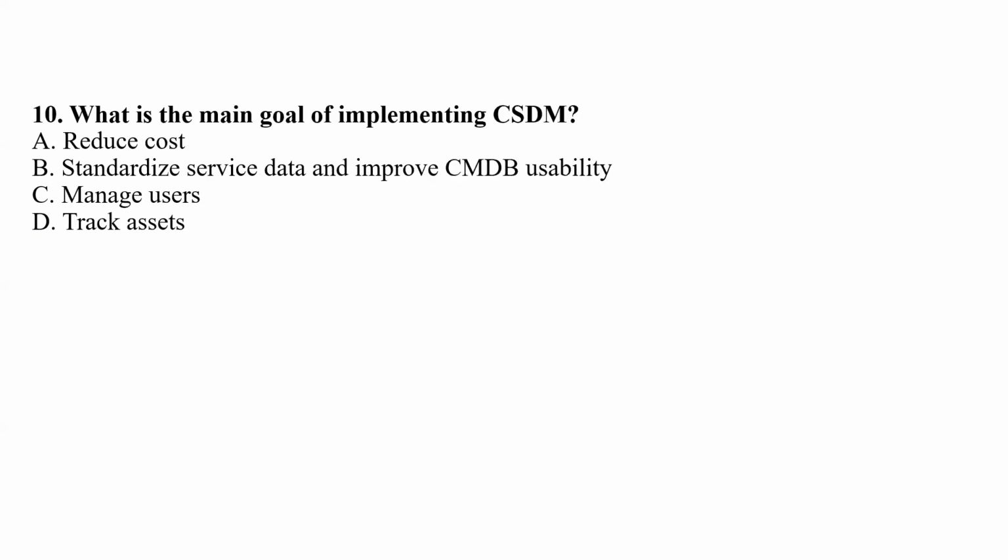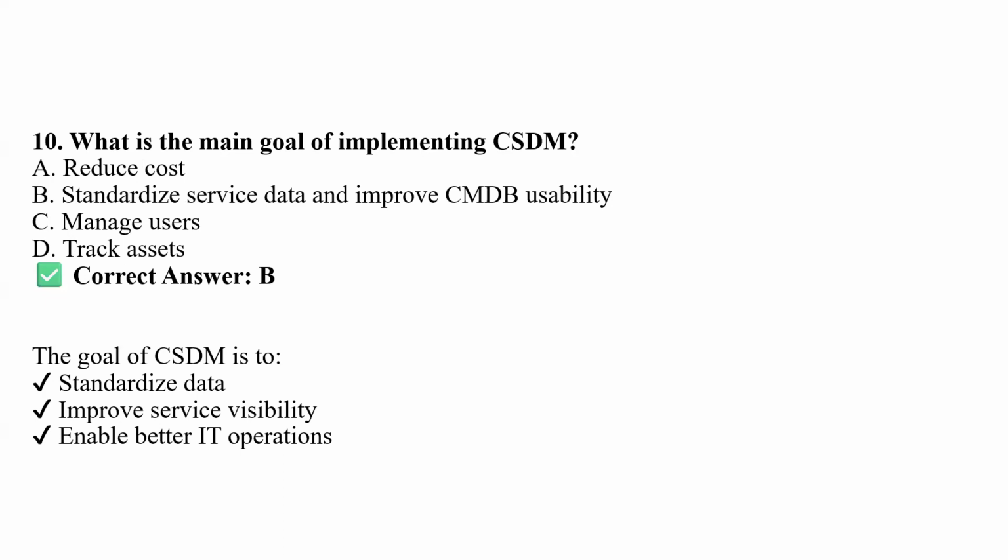Next question. What is the main goal of implementing CSDM? Option A, reduce cost. Option B, standardize service data and improve CMDB usability. Option C, manage users. Option D, track assets. The correct answer is option B, standardize service data and improve CMDB usability. So the goal of CSDM is to standardize data, improve service visibility, and enable better IT operations.